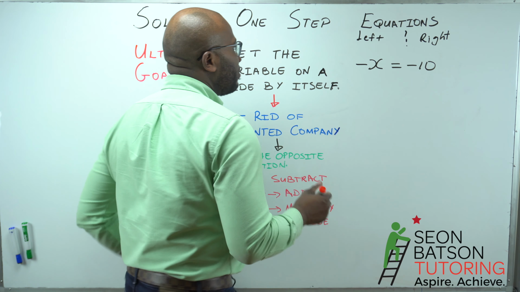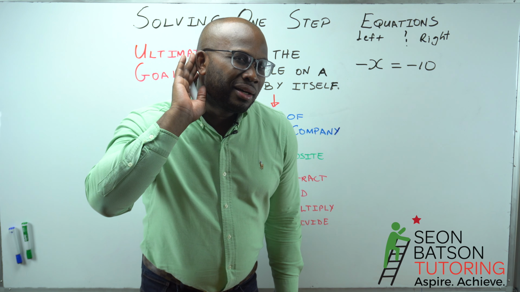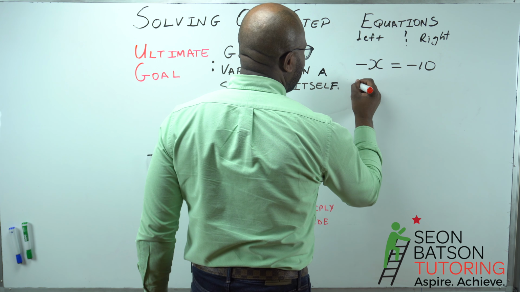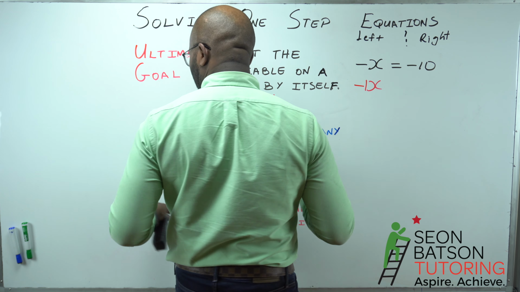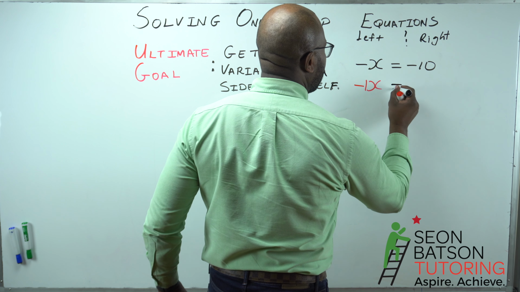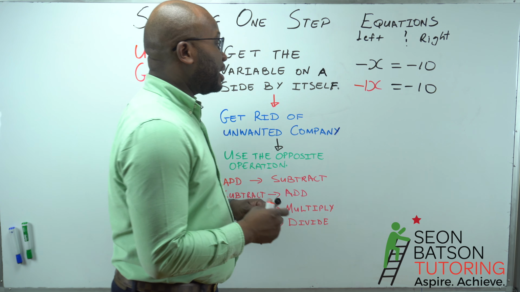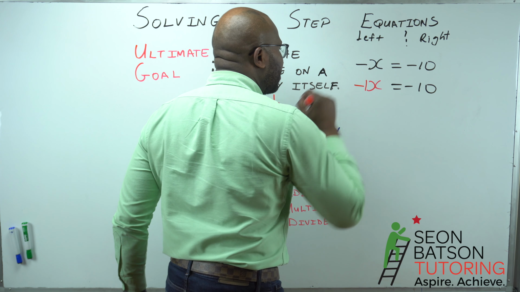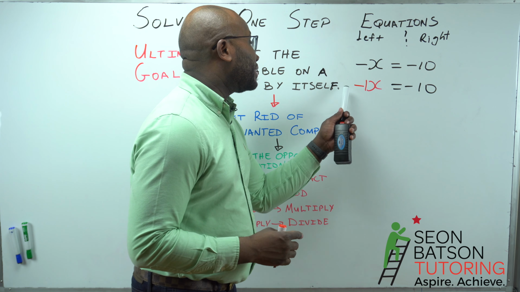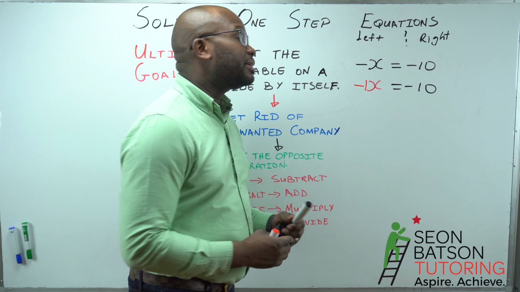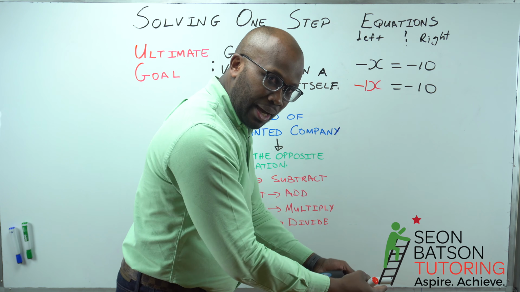Okay? Now, remember, whenever a variable is by itself, what is always hiding? A 1. So negative x is the same as negative 1x. So we have negative 1x here is equal to negative 10. So to get this x positive and by itself, we'll have to get rid of this negative 1. And remember, negative 1x is the same as negative 1 times x. So this negative 1 is multiplying the x.